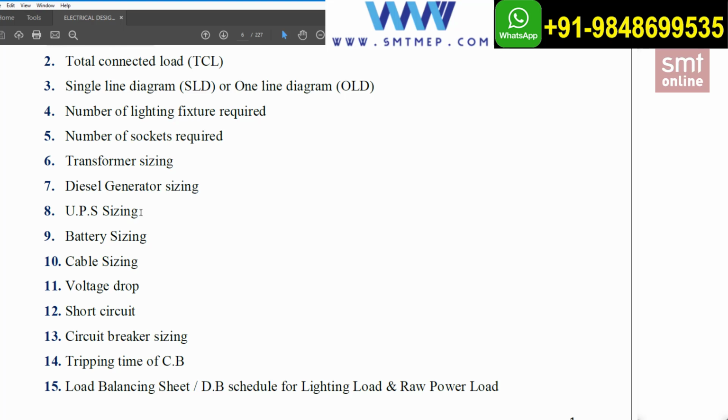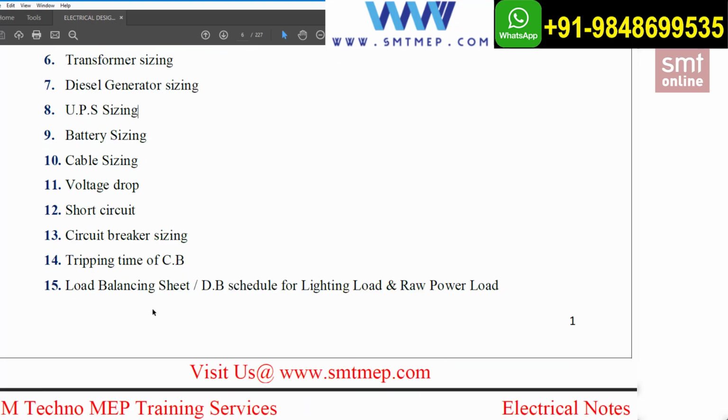Again, for all those we have to go for the cable sizing, voltage drop, short circuit, circuit breaker sizing, tripping time of circuit breaker, load balancing sheet, or DB schedule. These both are same. In some countries, they call it load balancing sheet. In some countries, especially the Gulf countries, they call it DB schedule for lighting load and power load. Both are same.